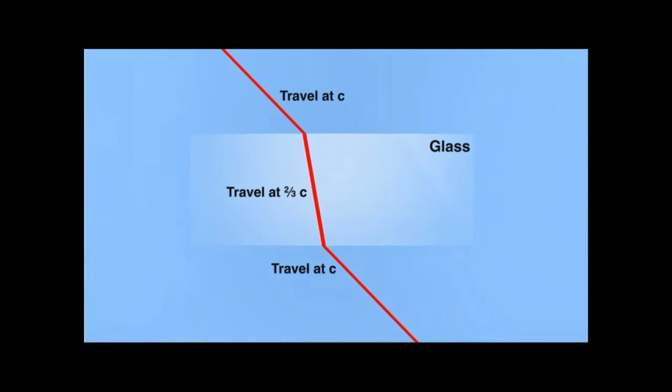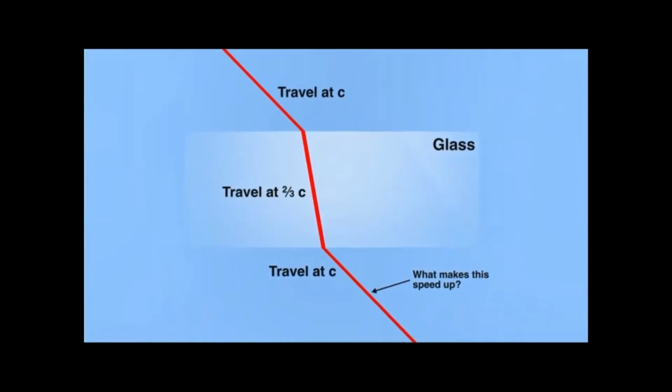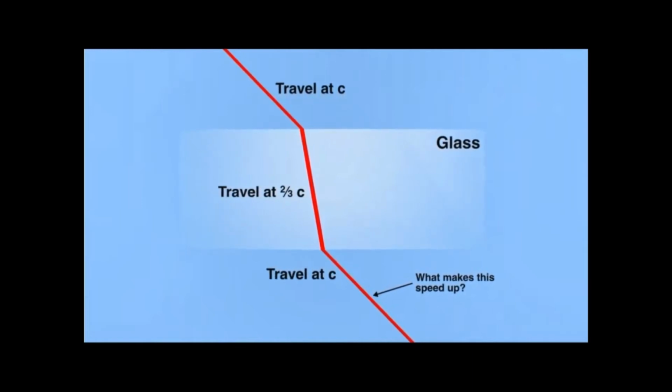This also explains something that many people were confused by. Most people were willing to accept that passing through glass would slow down light, but they were very puzzled about light speeding up when it left the glass. That seemed like it created energy, and well, that didn't make any sense. But now I hope it does.